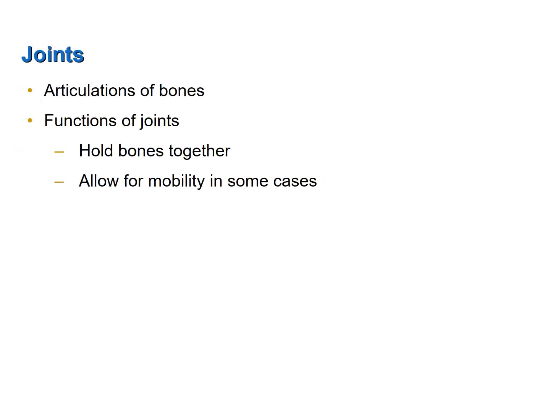Joints are articulations of bones, or simply where bones meet. The functions of joints are to hold bones together and, in some cases, to allow for mobility. Not all joints allow movement. Joints may be classified functionally by the amount of movement that they allow, and structurally by the type of material that connects the bones at a joint.